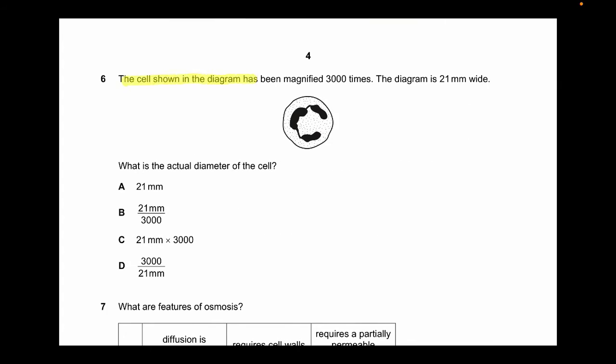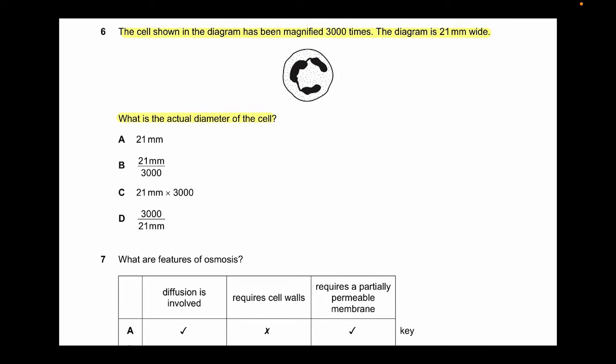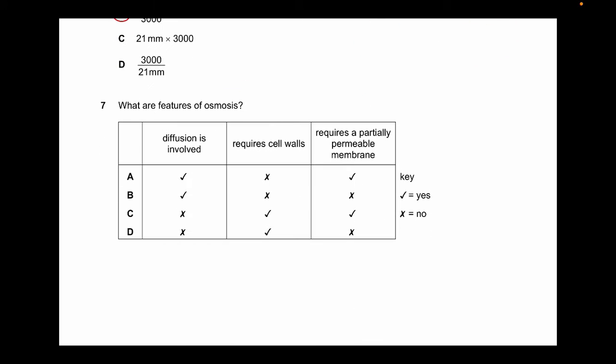The cell shown in the diagram has been magnified 3000 times. The diagram is 21 millimeters wide. What is the actual diameter of the cell? In order to find it out, we have to use magnification is equal to image divided by actual, and actual is equal to image divided by magnification. The image is 21 millimeters and the magnification is 3000 times. So 21 millimeters divided by 3000. Option B is the correct answer.